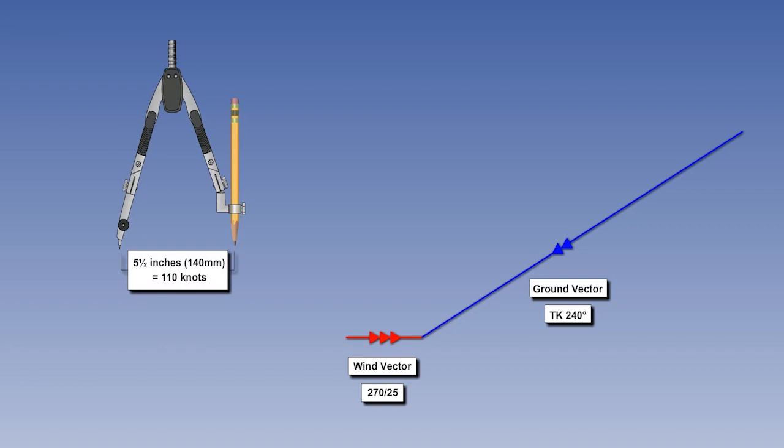All that remains for us to do now to complete the triangle of velocities is to draw in the air vector. Let's assume that we've chosen to fly at an indicated airspeed which gives us a true airspeed of 110 knots at our chosen cruising altitude. Thus, while we don't yet know the direction of our air vector, which will give us our heading, we do know its length. Its length will be 5½ inches, or 140 millimeters. We can set this length on a geometrical compass.